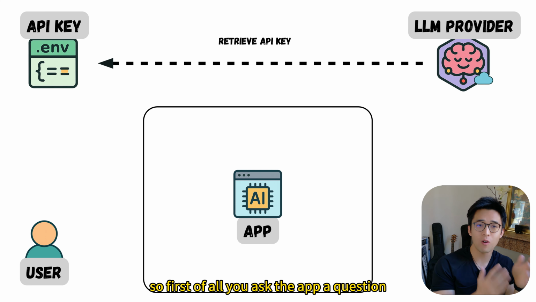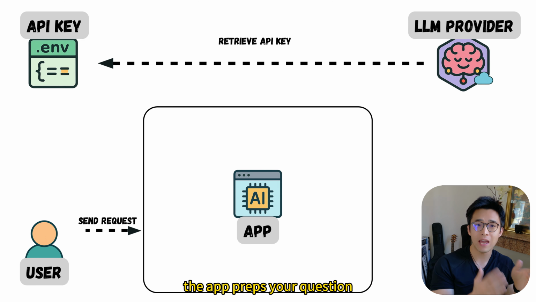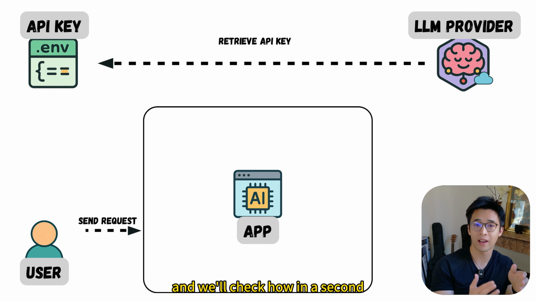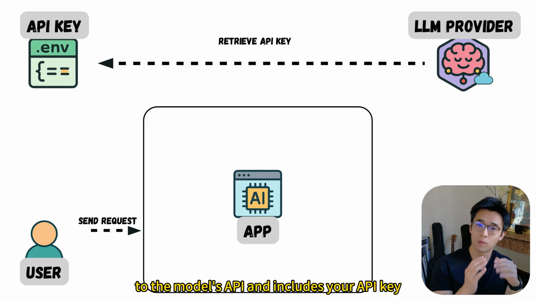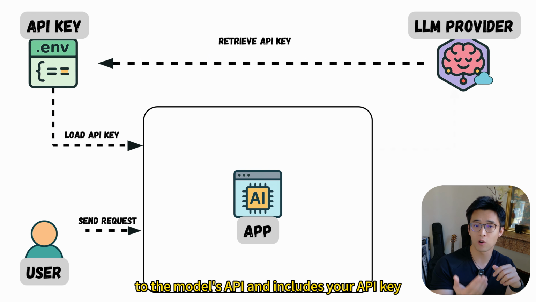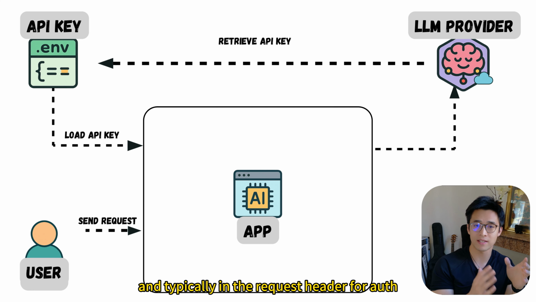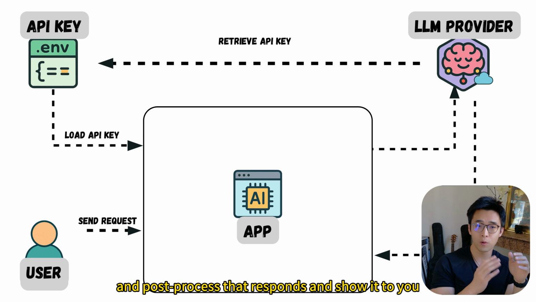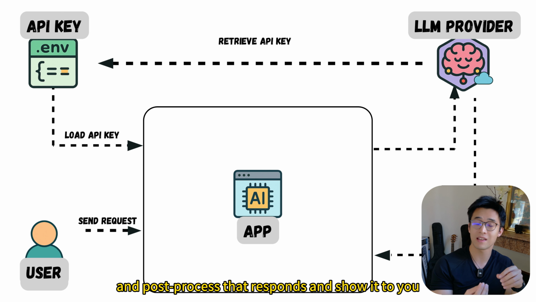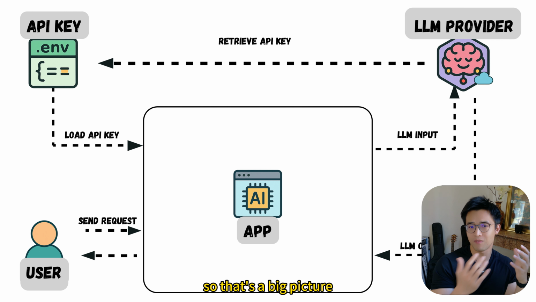Let's make a very simple AI joke generator. First of all, you ask the app a question. The app preps your question, and we will check how in a second. Then it sends the prepared input to the model's API and includes your API key, typically in the request header for auth. The model returns a response, and the app post-processes that response and shows it to you. So that's the big picture.